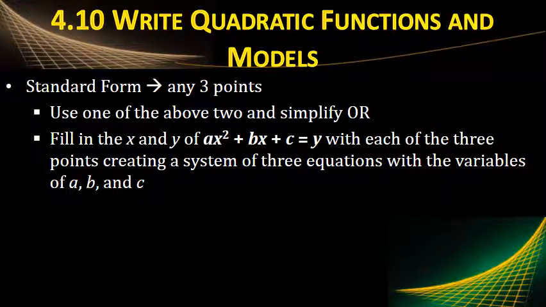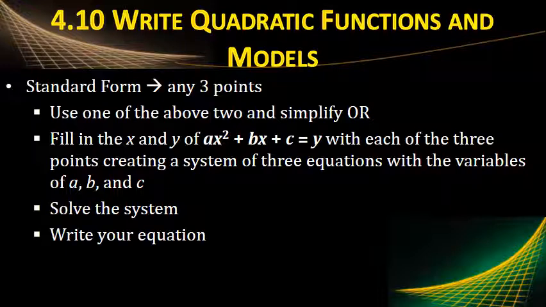So you take each point and you fill in the x and the y of our standard form of quadratic equations. And since you're doing it with 3 points, you'll end up with 3 equations with 3 variables. Variables will be a, b, and c. And then you get to solve that system of equations using stuff we've learned before, such as substitution, or elimination, or Cramer's rule. Lastly, of course, write the equation.